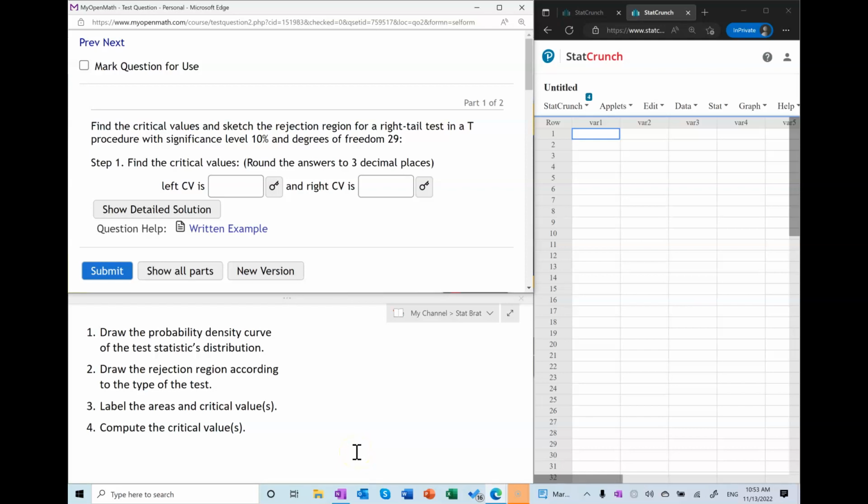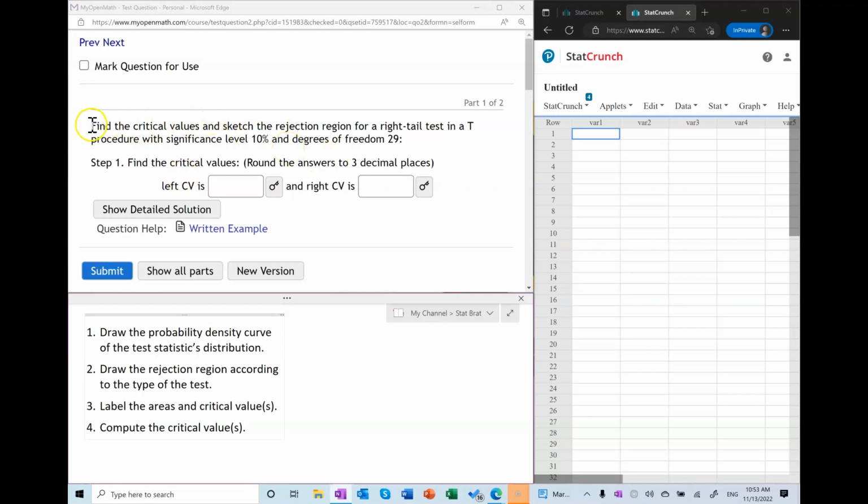In this tutorial, I will show you how to find the critical values in a t-hypothesis test, and we'll do quite a few examples. So we're going to follow the following steps. We're going to draw the probability density curve of the test statistic's distribution. Then we're going to draw the rejection region according to the type of the test, and then we'll label the areas and critical values, and then we'll compute the critical values. For computing the critical values, you probably want to use some sort of technology or have access to a statistical t-table. Anyway, let's get started.